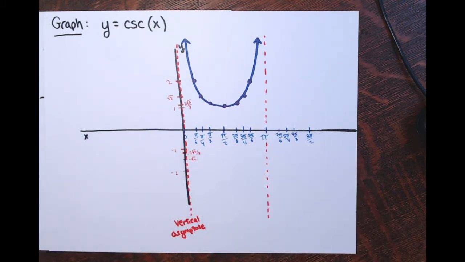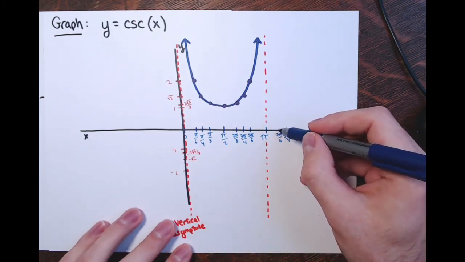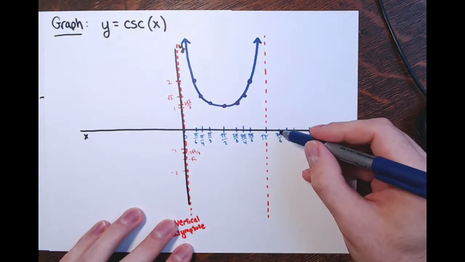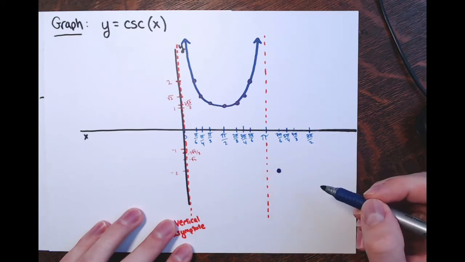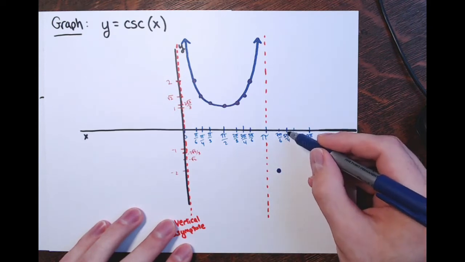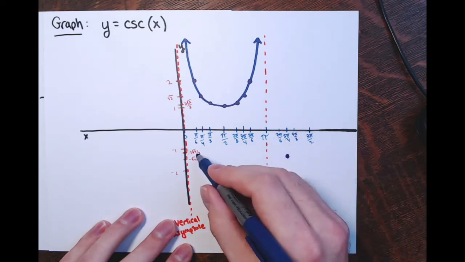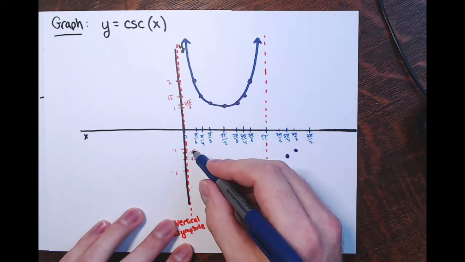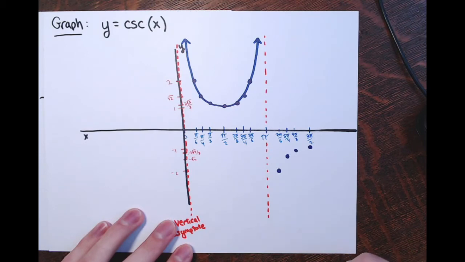All negative. The reference angle for 7 pi over 6 would be pi over 6, so you'll have a value of 2, but negative. So the cosecant of 7 pi over 6 is negative 2. 5 pi over 4, negative square root of 2. 4 pi over 3, negative 2 root 3 over 3. And 3 pi over 2, negative 1. Remember the sine of 3 pi over 2 was negative 1, so the reciprocal of that is still negative 1.